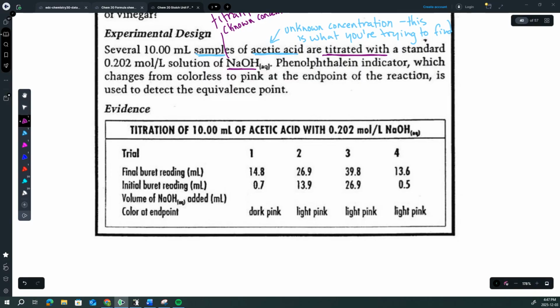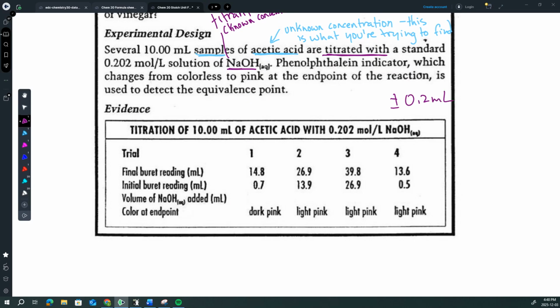All right, so in titration questions, typically you get 4 trials, and you need to figure out, okay, which trial do I need to omit? Because we only need 3 trials that are within plus or minus 0.2 milliliters.